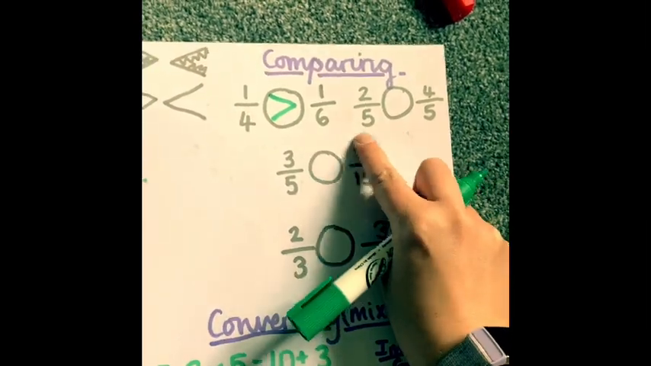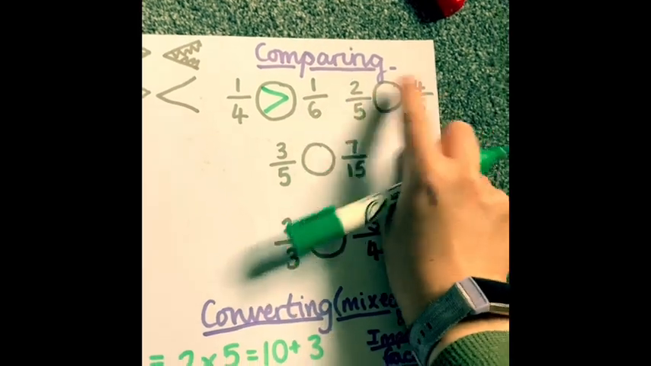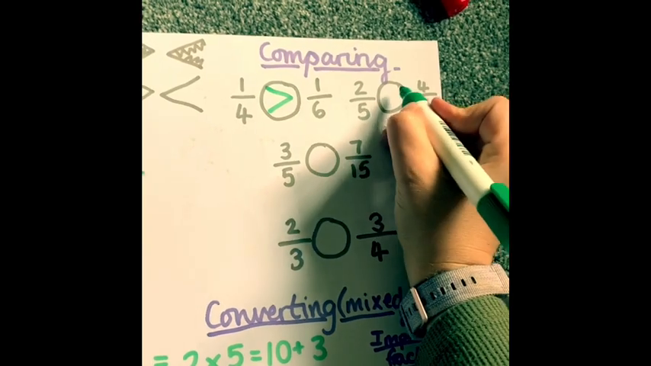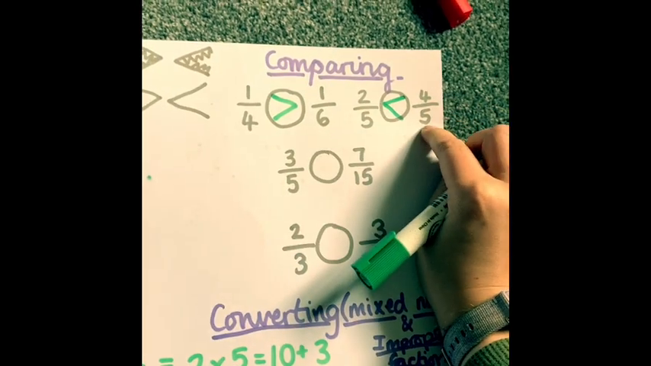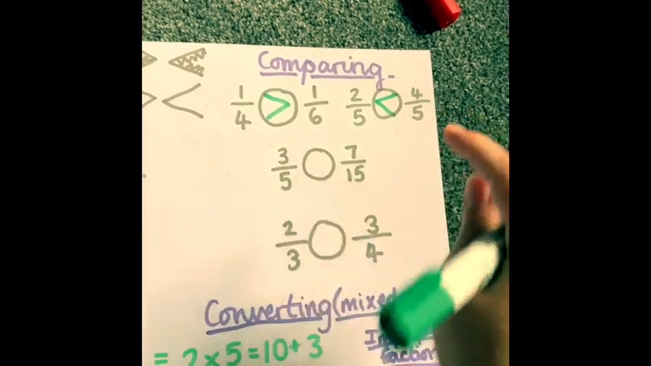And again, with this one, we have the same denominators. So this is quite easy because again, the bigger the numerator, the bigger the fraction. So this time it wants to eat the 5/5. So I've got 2/5 is less than 4/5.